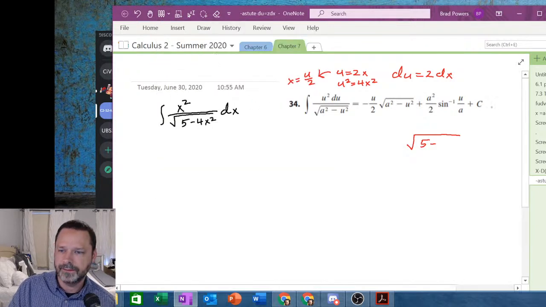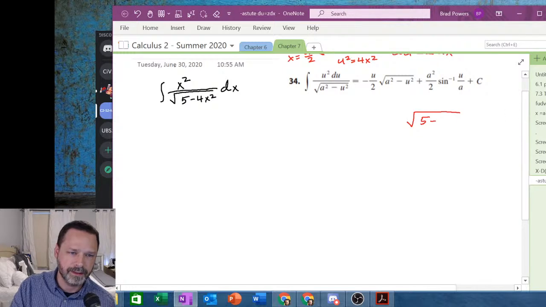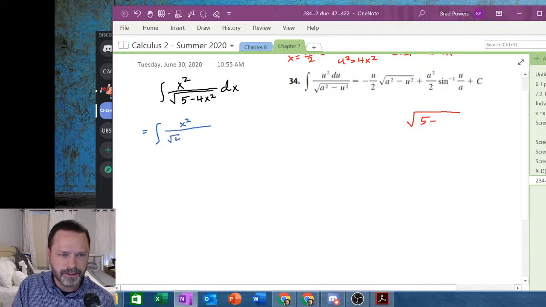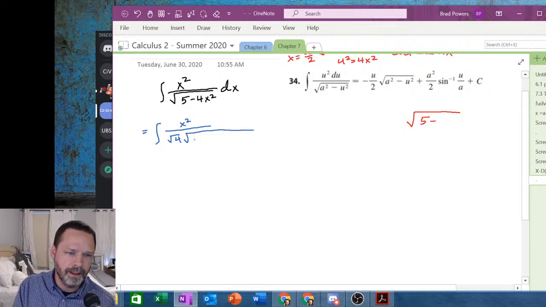You guys have seen plenty of u subs. Let's just be creative. Look at this. I want it to be a u squared. That's what I want. So factor the 4 out. That's not that hard. So here, factor the 4 out, and we get x squared over root 4 times, let's see here, factor a root 4, that's 5/4.